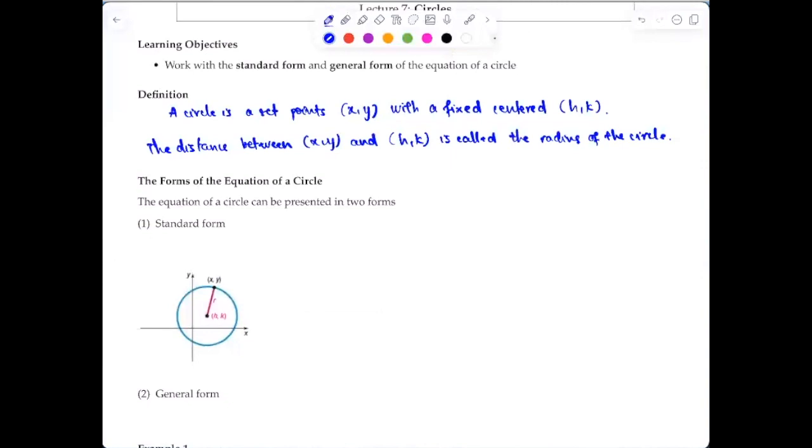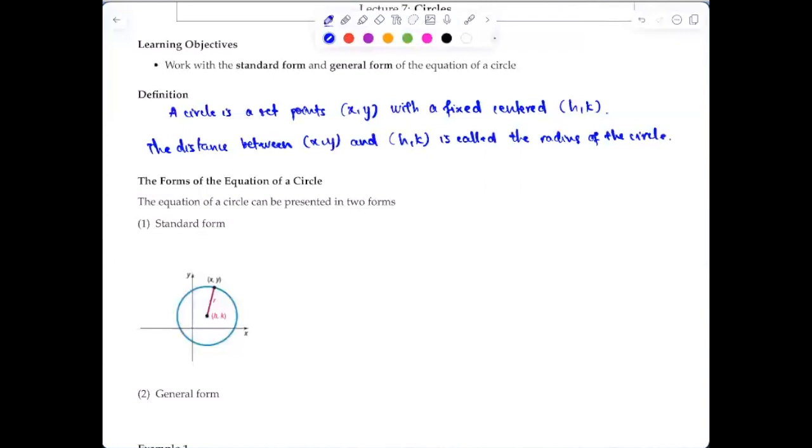Right, as you see on this figure, this is a circle, right? And you can trace out the circle by collecting a bunch of points x comma y, and there is a center. The center is h comma k. And when you calculate the distance between the point h comma k, which is the center, and any point on the circle, you have something called the radius.